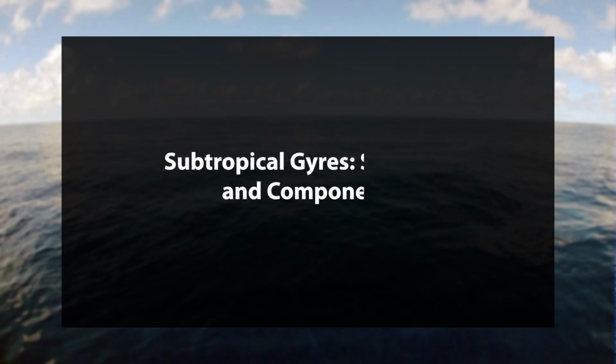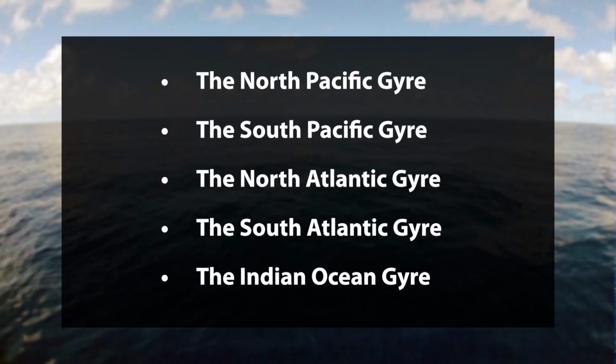Now, here we will start to discuss the subtropical gyres, their structure and components. The large circular moving loops of water that are driven by the major wind belts of the world are called gyres. Gyre means a circle. There are 5 subtropical gyres: the North Pacific Gyre, the South Pacific Gyre, the North Atlantic Gyre, the South Atlantic Gyre, and the Indian Ocean Gyre.